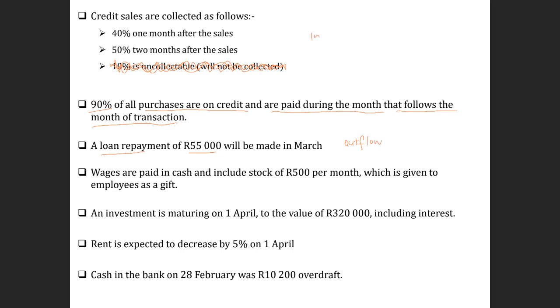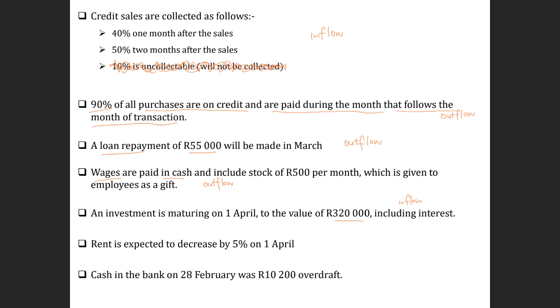This at the top is your inflow, it's your debtors. Then your purchases is also for your outflows. It's the funds that are flowing out of the business. We are paying our creditor. And then wages that are paid in cash, this is going to be an outflow of cash. So ask yourself the question of, is the money coming in or is it flowing out? Then an investment that's maturing to the value of 320,000 Rand. This means we will receive the funds, so it's an inflow.